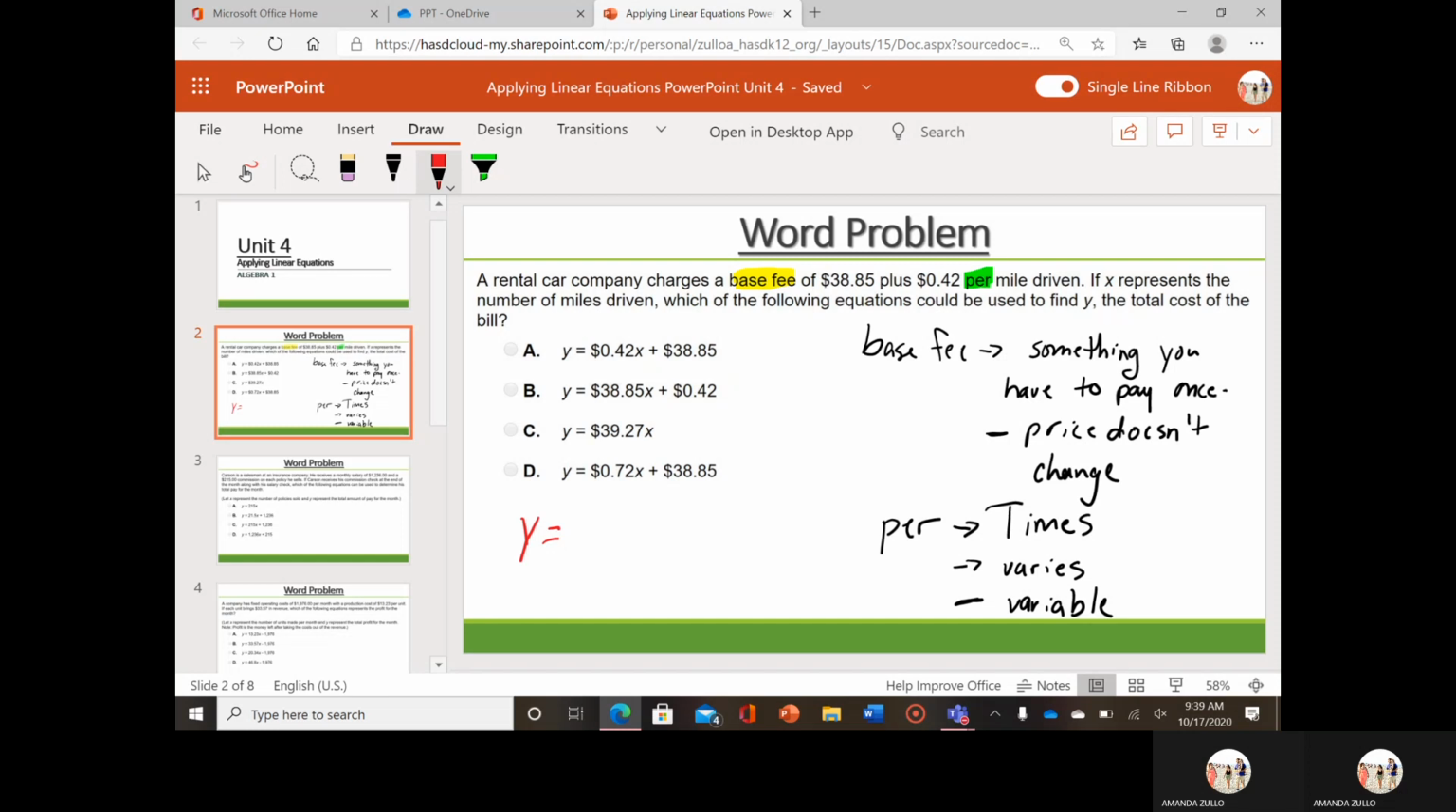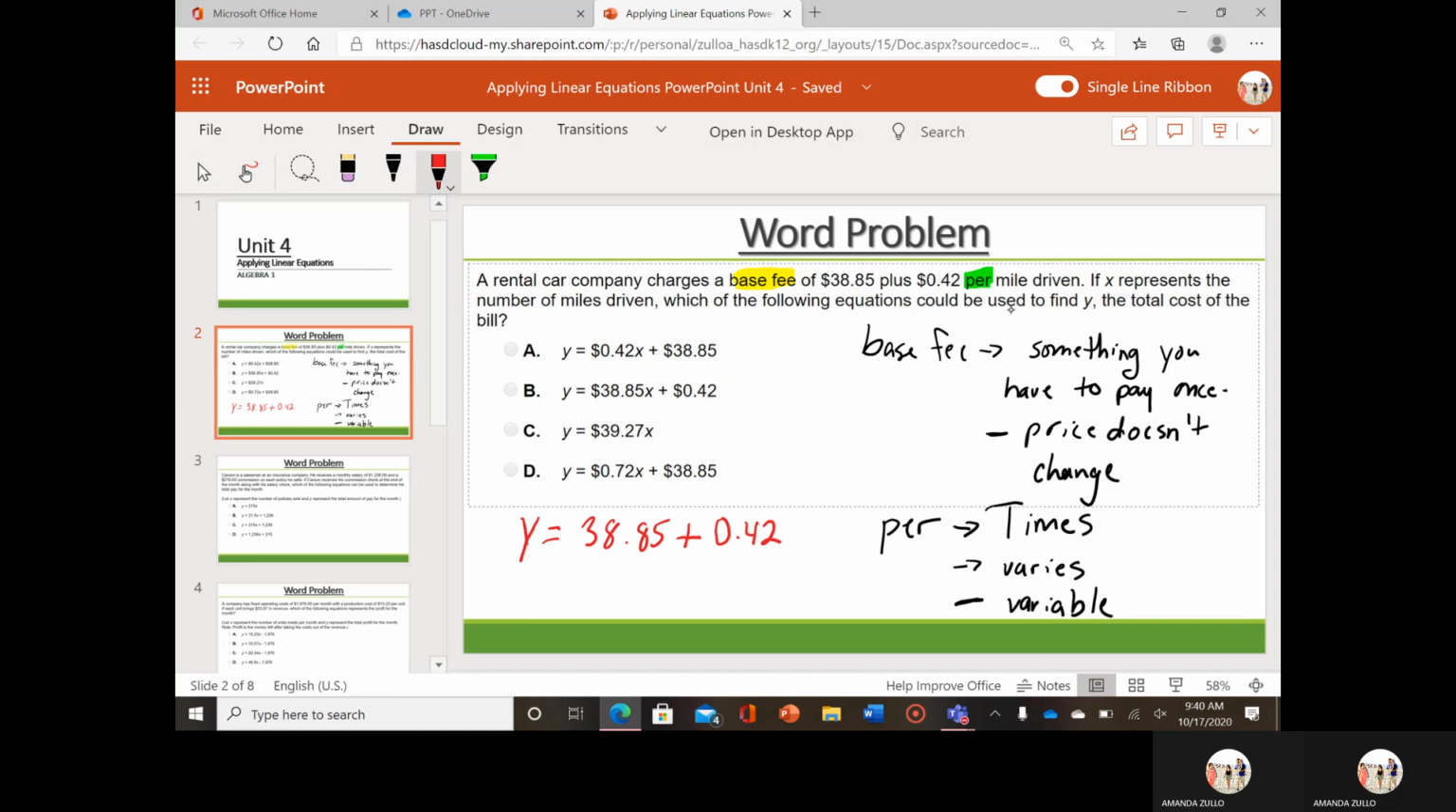Y is the total cost, okay? So it says a car rental company charges a base fee, that's something that doesn't change, of $38.85. So I know that if I'm going to rent a car here, I'm going to be paying $38.85 at least, okay? Plus, it literally tells you what to write. It wants you to write plus. It also charges you 42 cents per mile driven. So you're going to write down 42 cents.